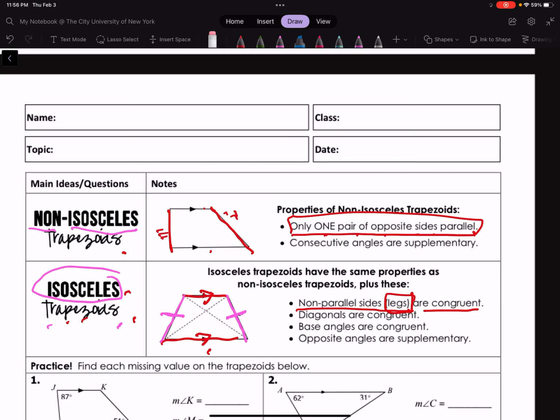And the consecutive angles are supplementary. Once there are parallel lines, the other side becomes the transversal, so these and these are supplementary. They look like 90 degrees, but they are not. It could be like this even.